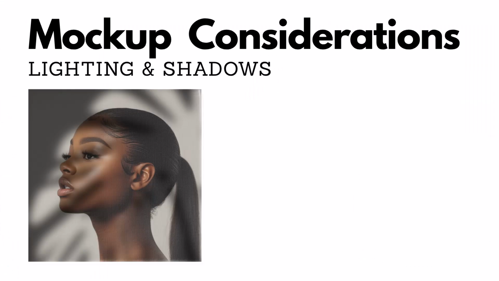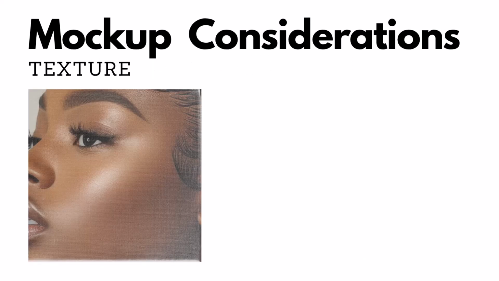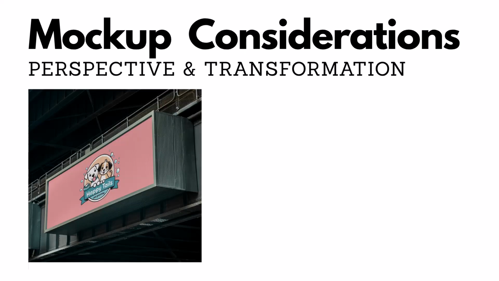So again, just to review, the lighting and shadows in the scene, the texture of the object, the perspective of the object, is there any sort of displacement or distortion that needs to take place?